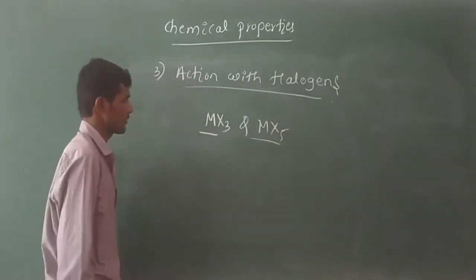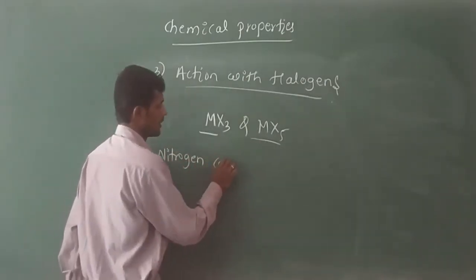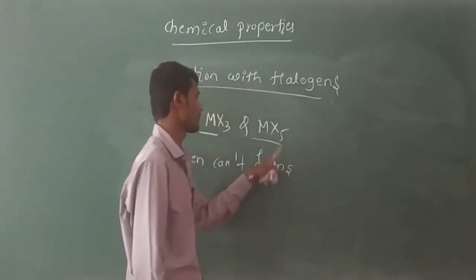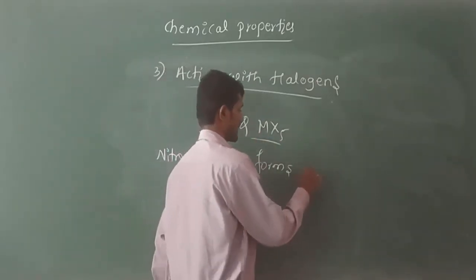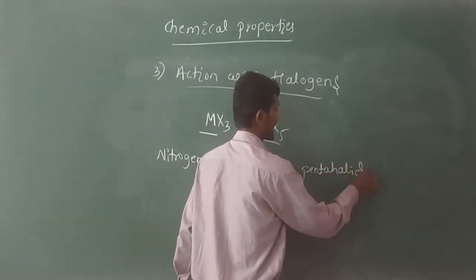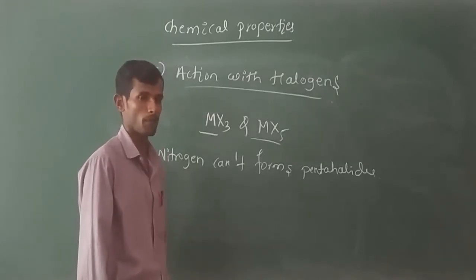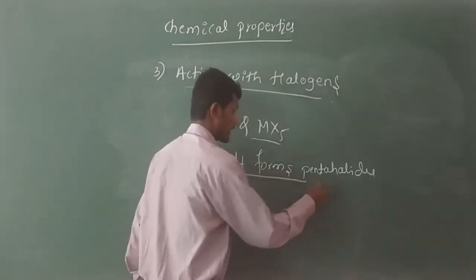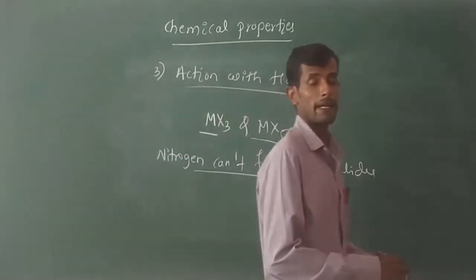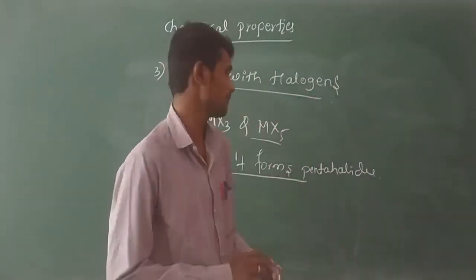But one thing is very important: nitrogen cannot form pentahalides because it does not contain d orbitals. Remember, this point is very important. Nitrogen does not form pentahalides because of the absence of d orbitals.